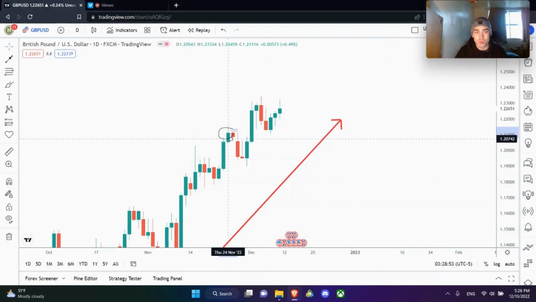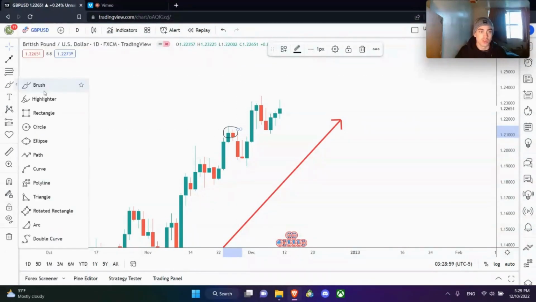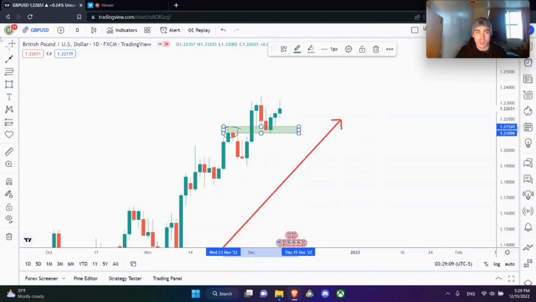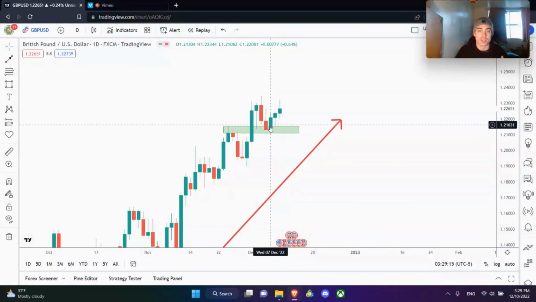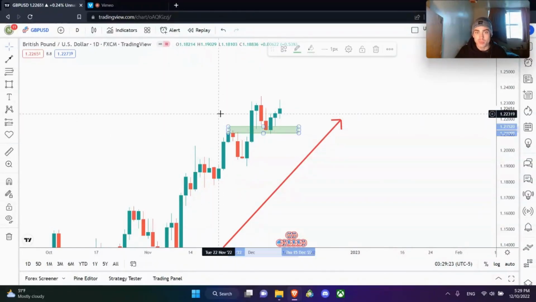So we want to look inside of this high that's going to be acting as a support. When this high gets broken, as it did right here by that big green candle, we're going to now draw this as a support level, just like that. And now our best trade winning probability is going to be to take a buy when price comes back down into this level here.